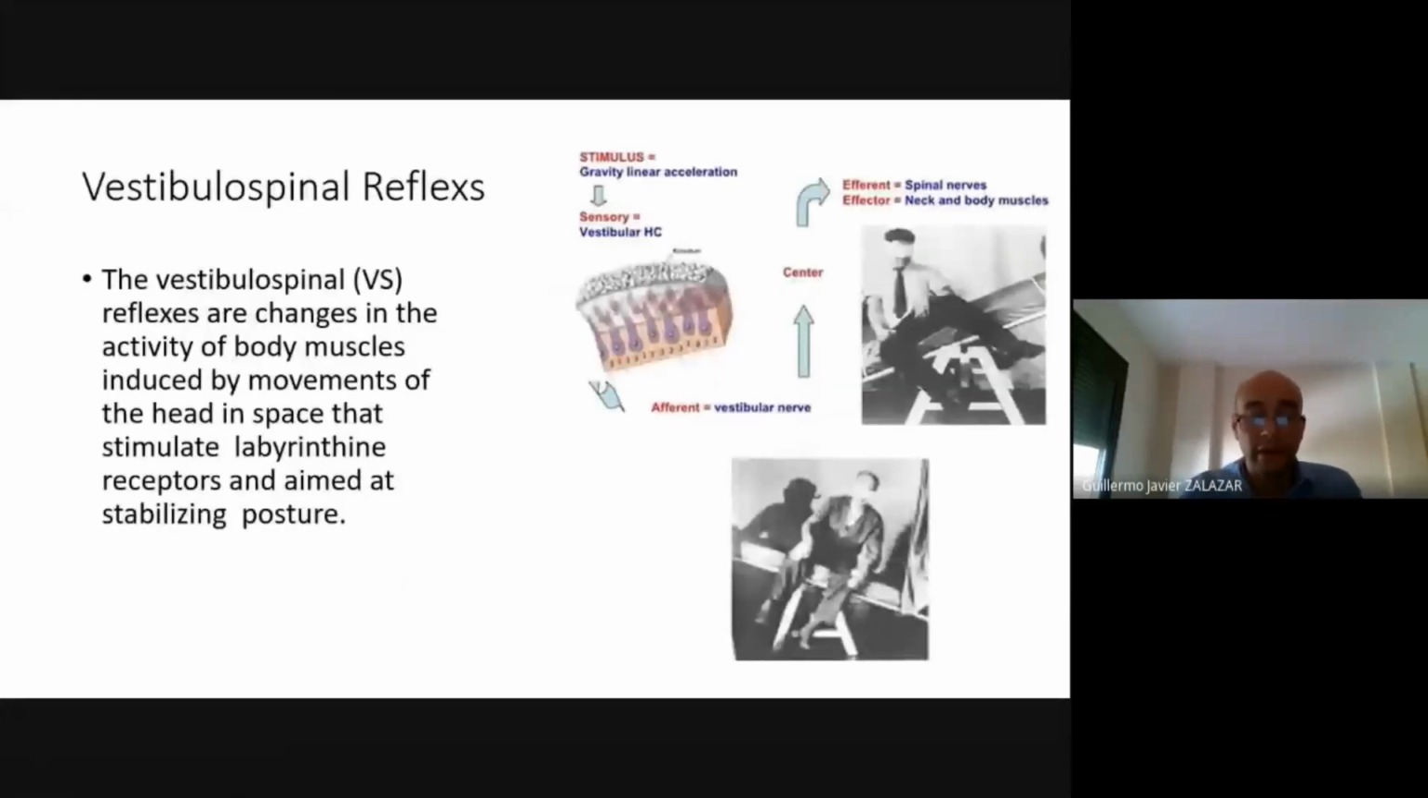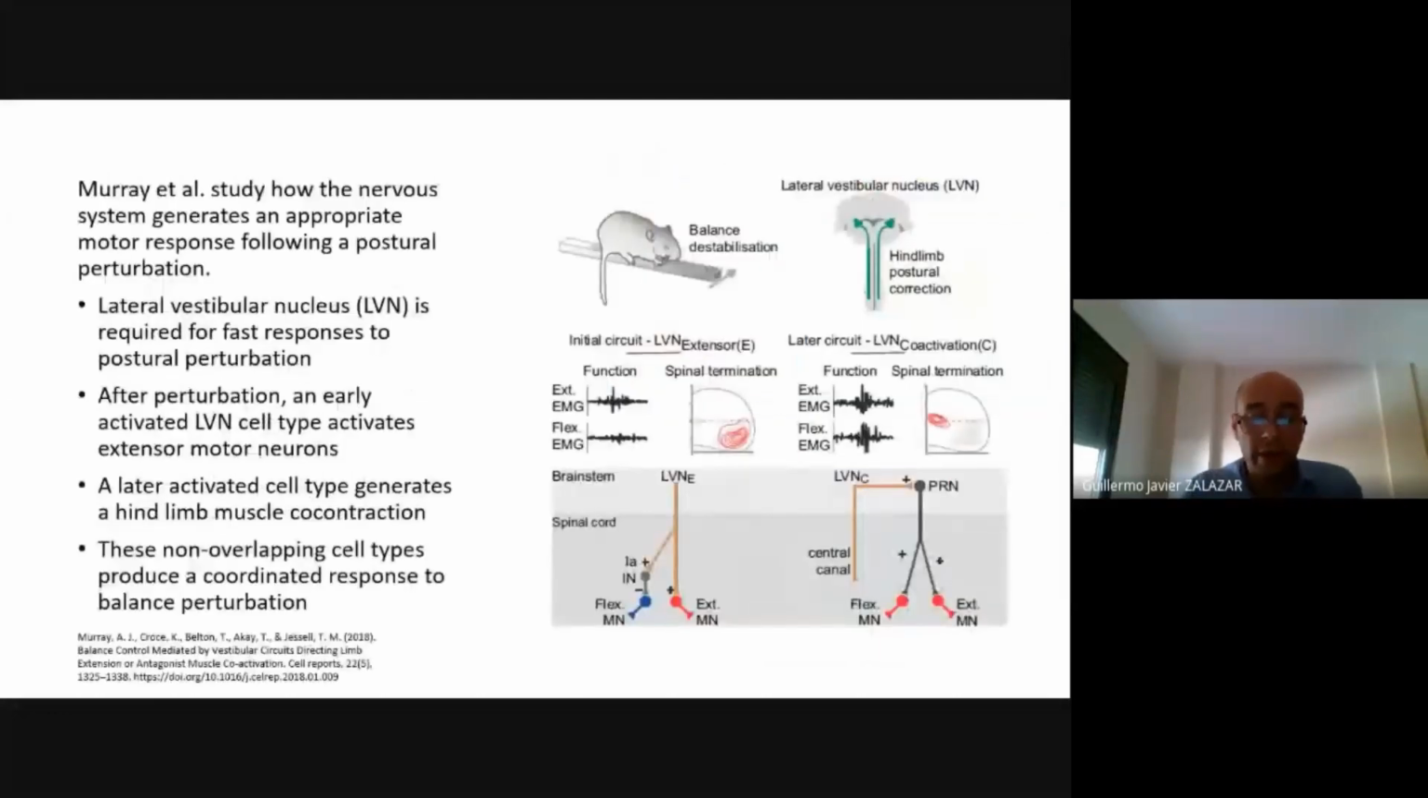The vestibulospinal reflexes are tools that allow us to move around the environment, making the necessary corrections in tone and in the level of muscle contraction to avoid falls. One of the ways to evaluate this type of reflex is by causing vestibular stimuli and recording what occurs in the muscles, both appendicular and axial, through the use of electromyography.